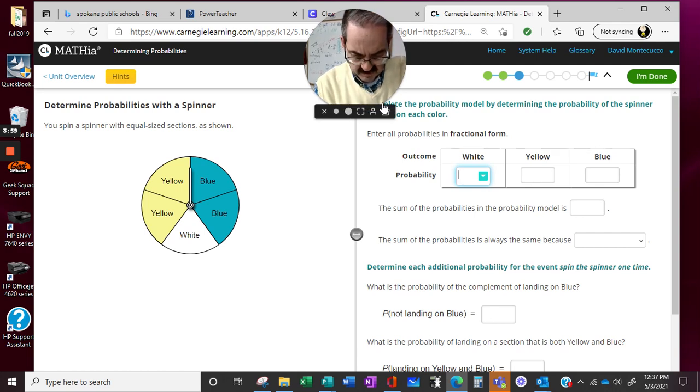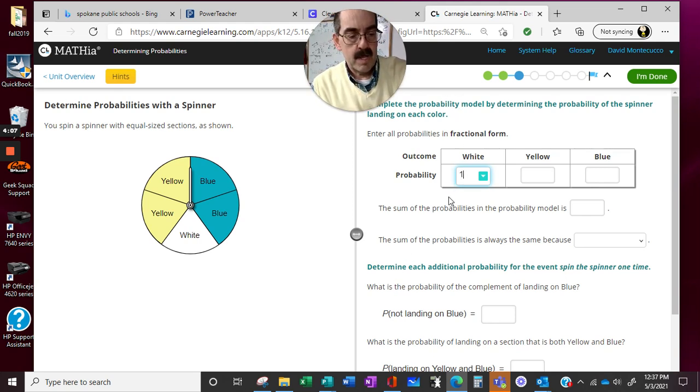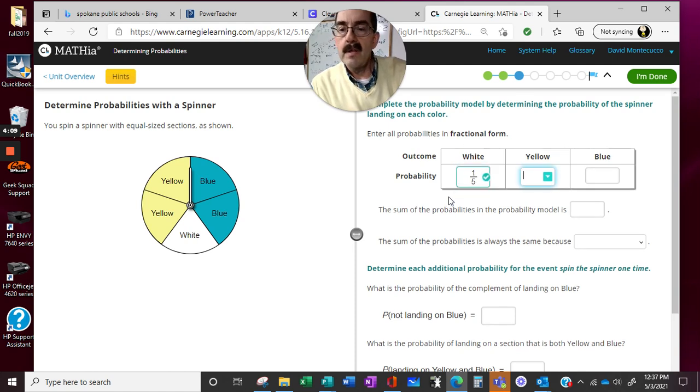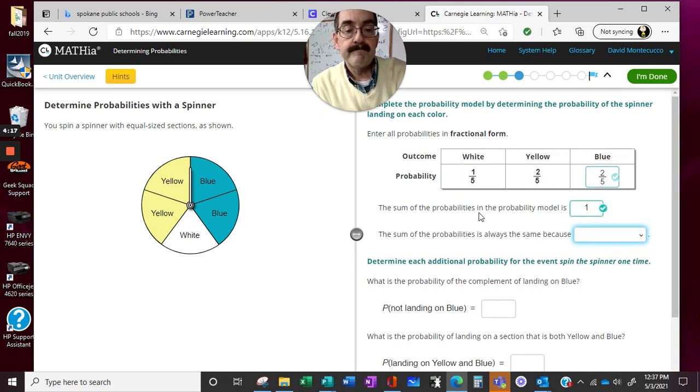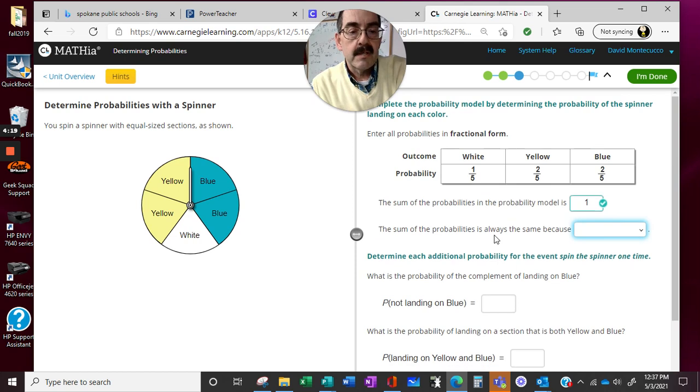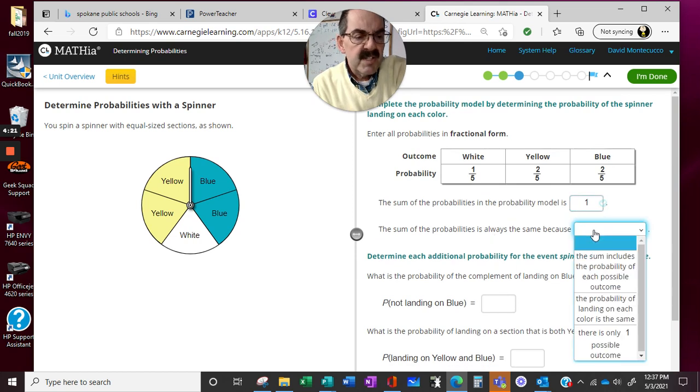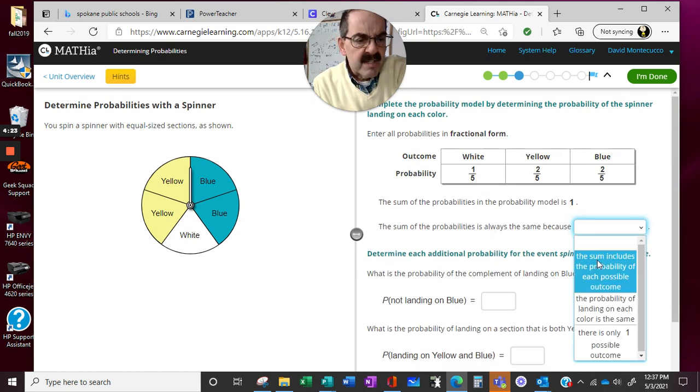Alright, now we got our spinner. Now, the outcome is a white, 1 out of 5. Yellows, 2 out of 5. Blue, 2 out of 5. The sum of the probabilities is all of them added up. The sum of the probabilities is always the same because the sum of the probabilities includes each possible outcome.